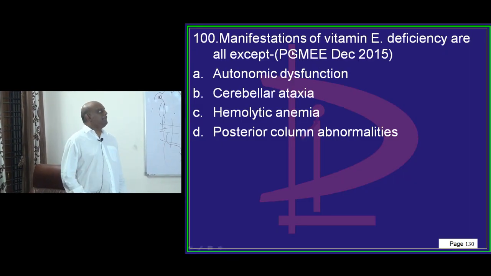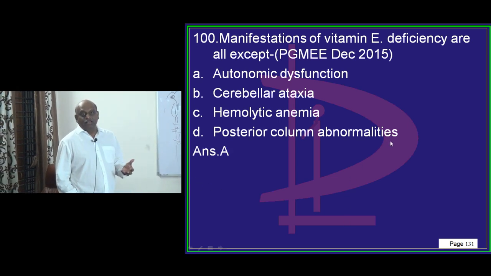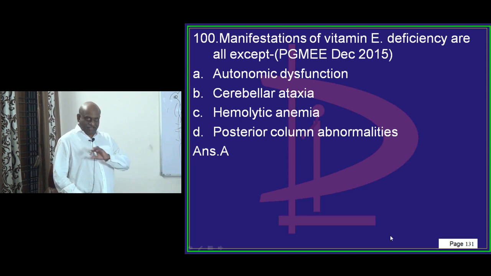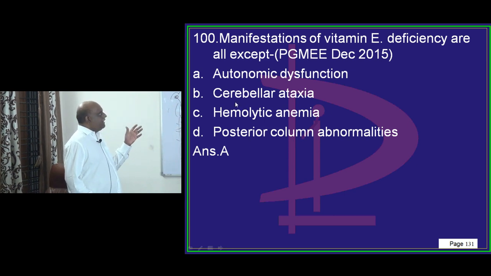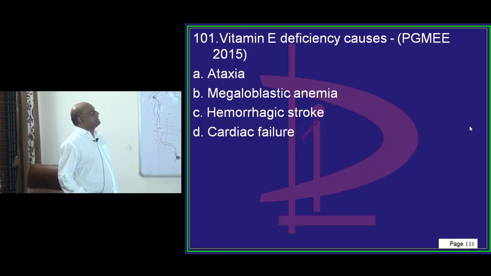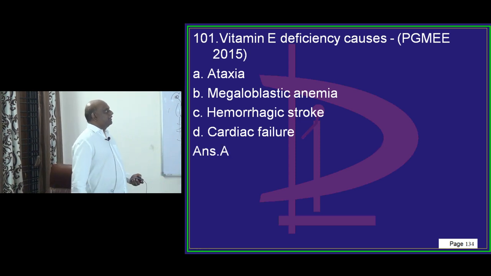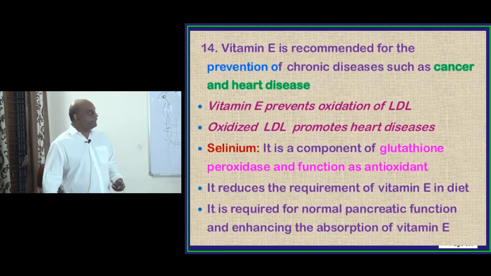Vitamin E deficiency, what are the important manifestations? It leads to cerebellar ataxia. Vitamin E is a principal antioxidant. If it is not there, wherever a large number of free radicals form, like the nerves, the brain, the RBCs, they all get affected. So posterior column involvement, hemolytic anemia, cerebellar ataxia, weakness, difficulty in walking, they are all features of vitamin E deficiency. Once more, examiner asking, vitamin E deficiency may lead to ataxia is what you have to remember.